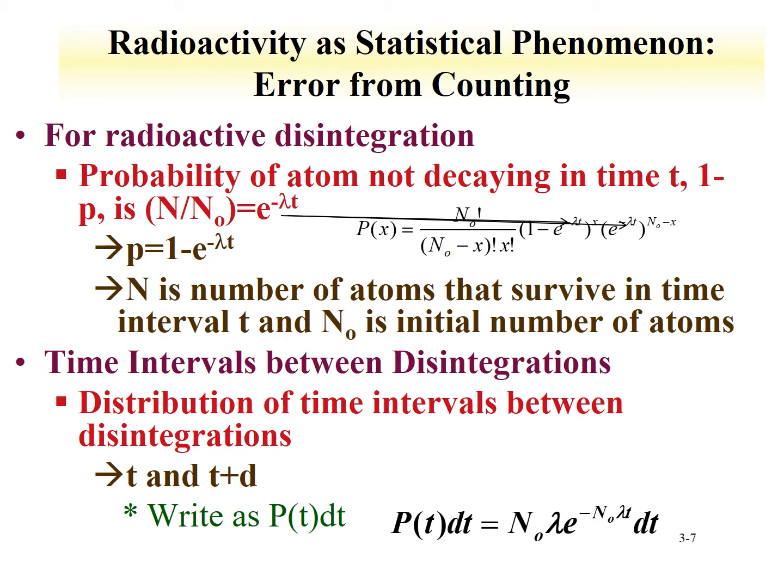So the time interval between disintegrations is listed as t to t plus dt. So let's write this probability, P(t) dt, and our equation now becomes this expansion.